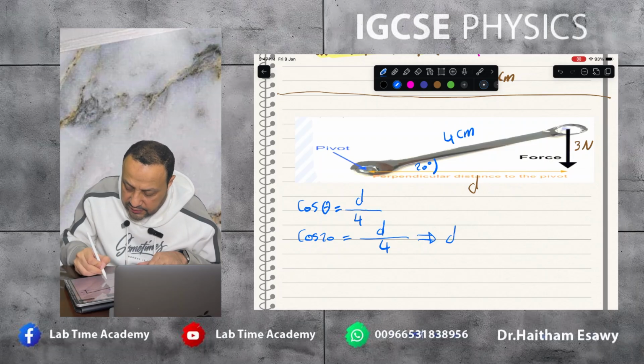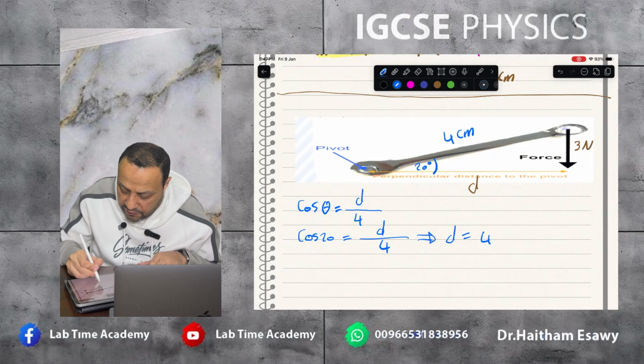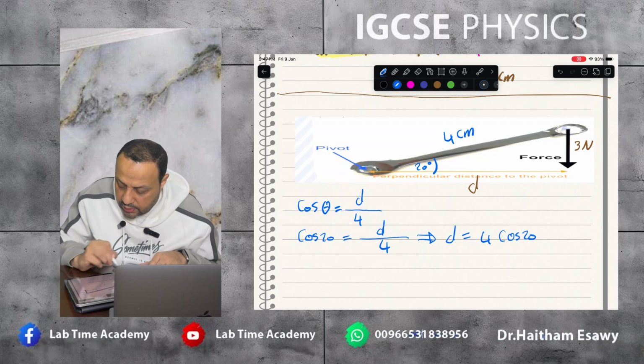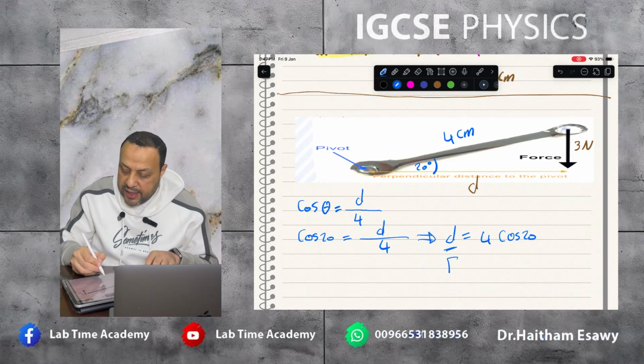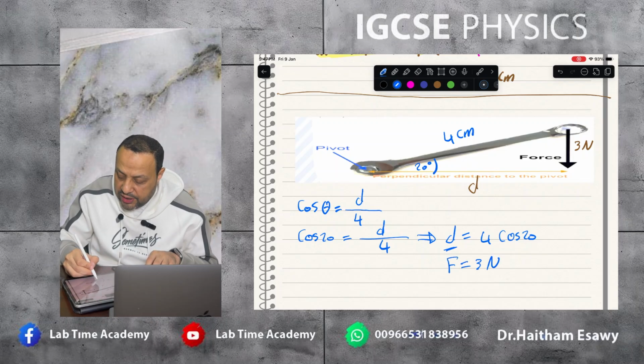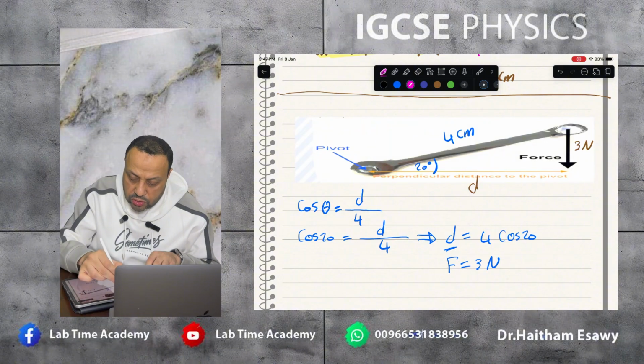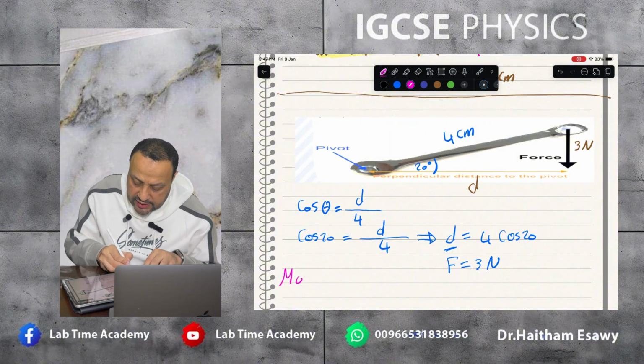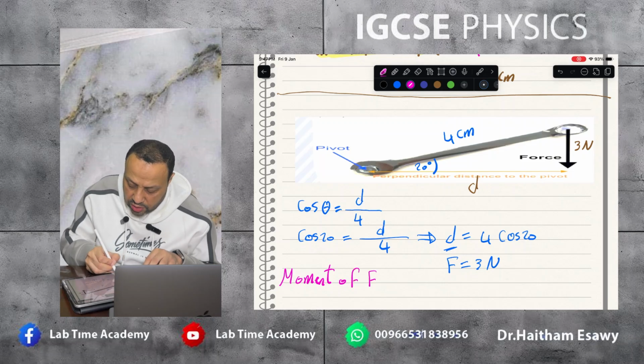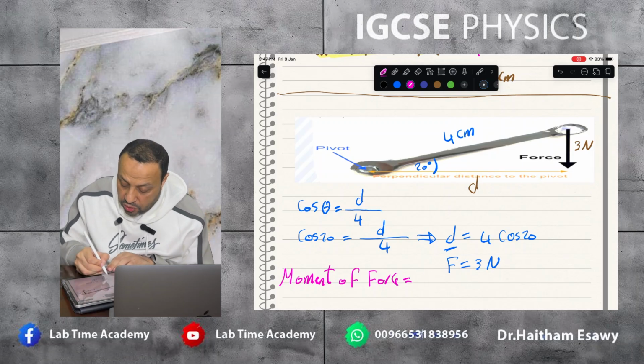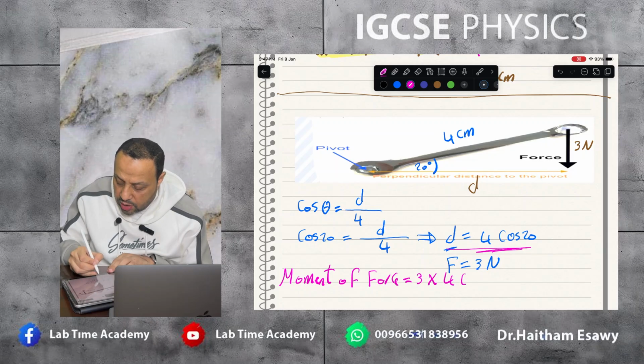So in order to get D, by cross multiplication it will be 4 times cosine 20. So this will be the distance. And we have the force equal to 3 Newton. So if I want to get the moment of force, I can say that the moment of force equals force, which is 3 Newton, times the perpendicular distance, which is 4 cosine 20.